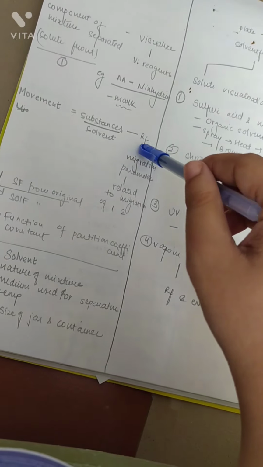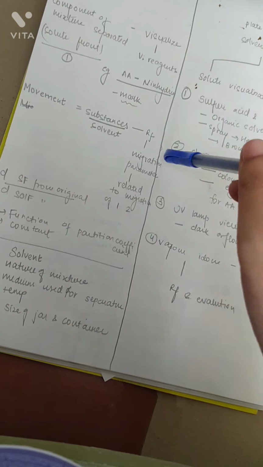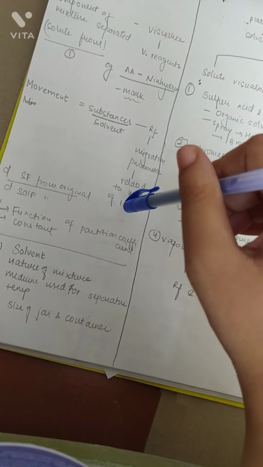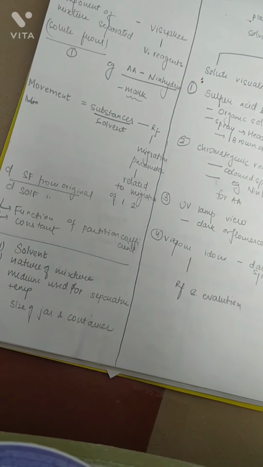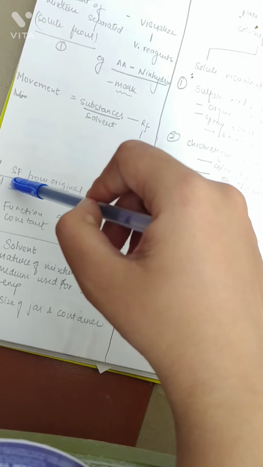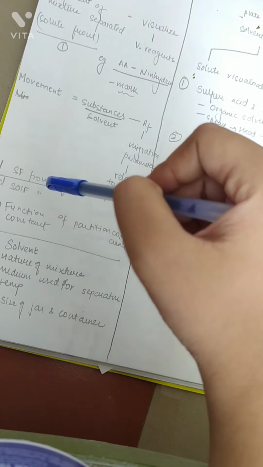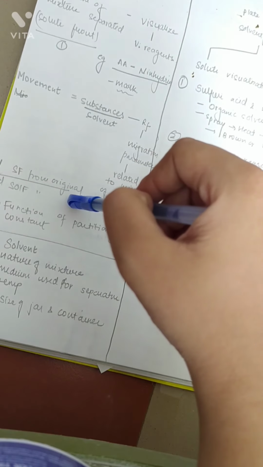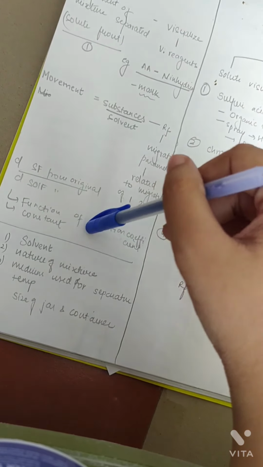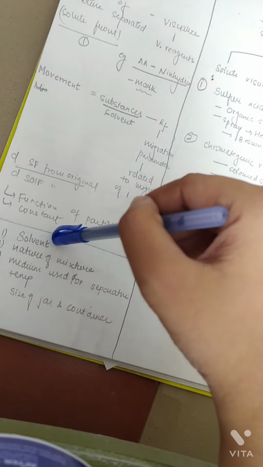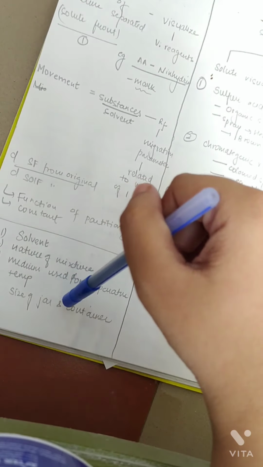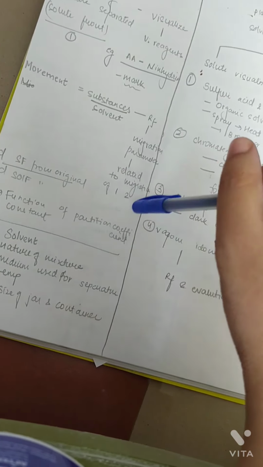There is one term here, the RF value. This is a migration parameter related to the migration of the spots. It is basically the distance of the solute front from the origin divided by the distance of the solvent front from the origin. Certain factors affect the RF value: the solvent, the nature of the mixture, the medium used for separation, temperature, and the size of the jar and container.